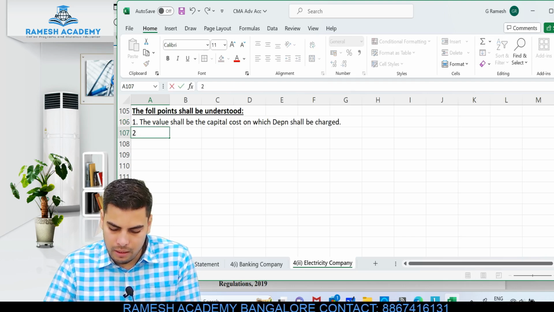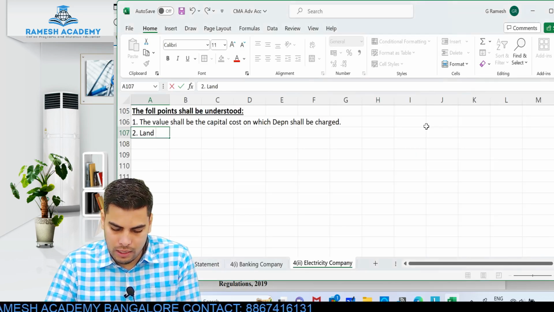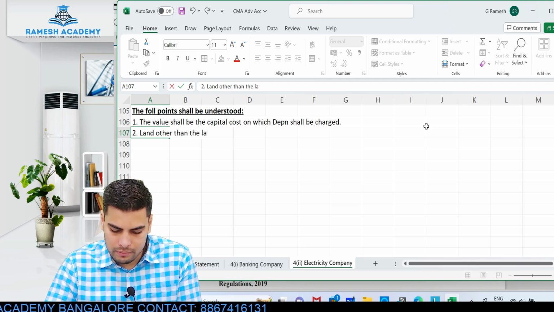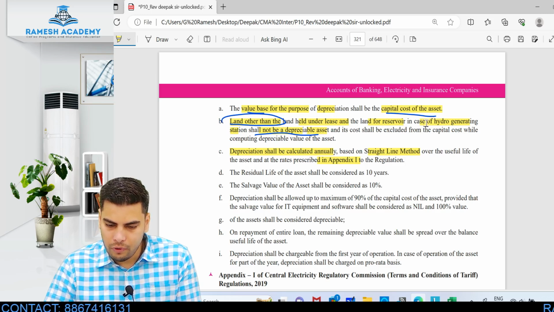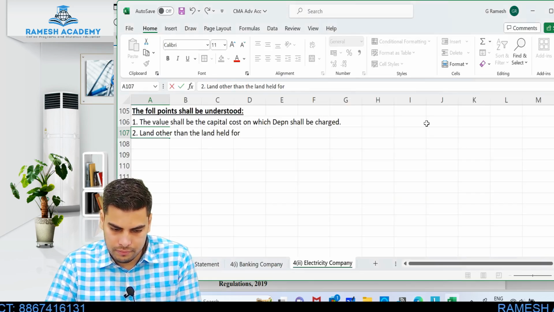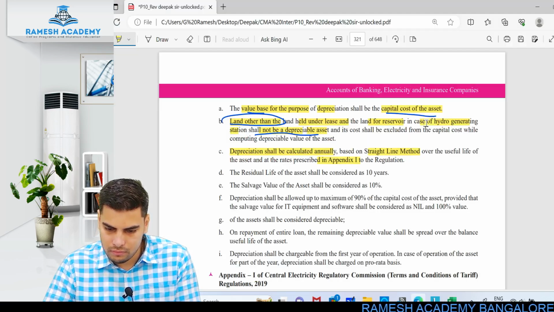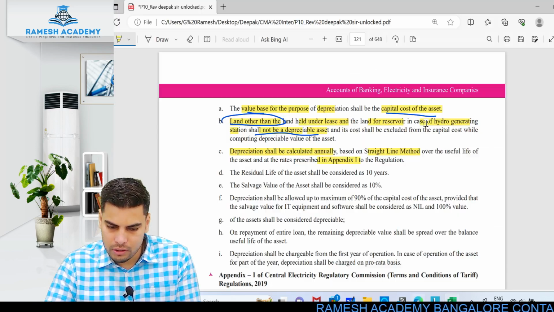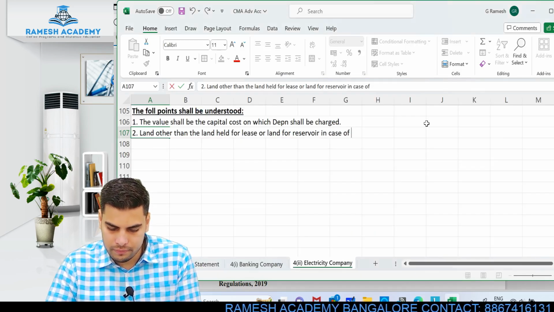Clear? And then the second point is what? The second point is land. Land other than the land held for generation of the power, other than the land held for lease or the land for reservoir, in case of a hydroelectricity station.